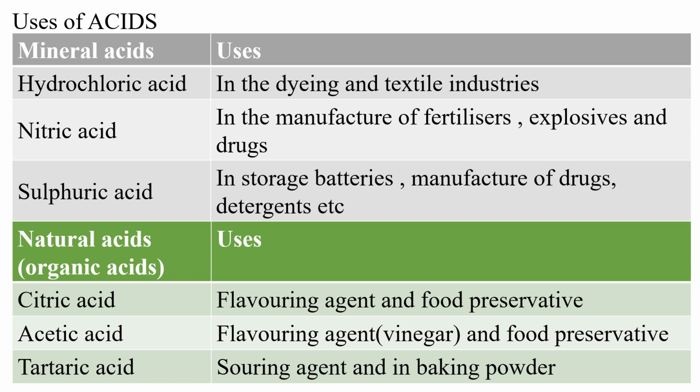Then what do you mean by organic acid? These acids are naturally occurring acids and are found in plants and animals. These acids are weak. For example, lactic acid, acetic acid, citric acid, tartaric acid, etc.